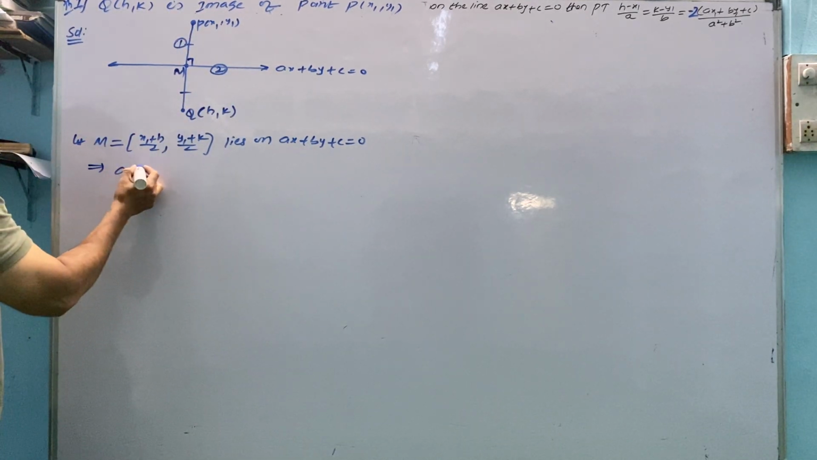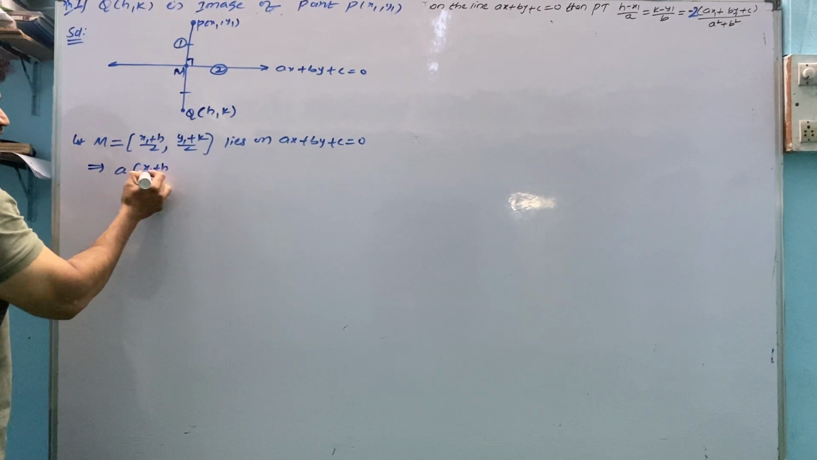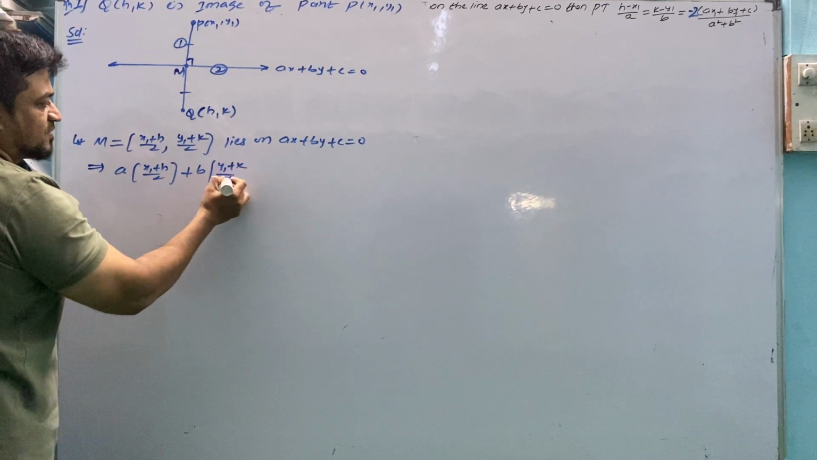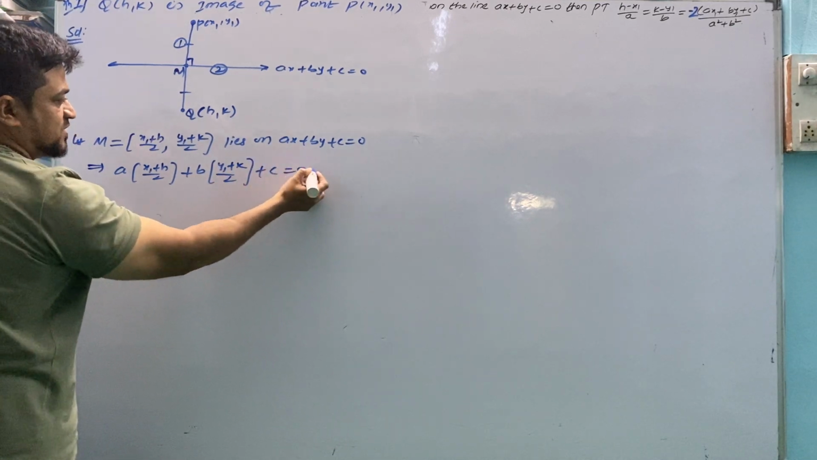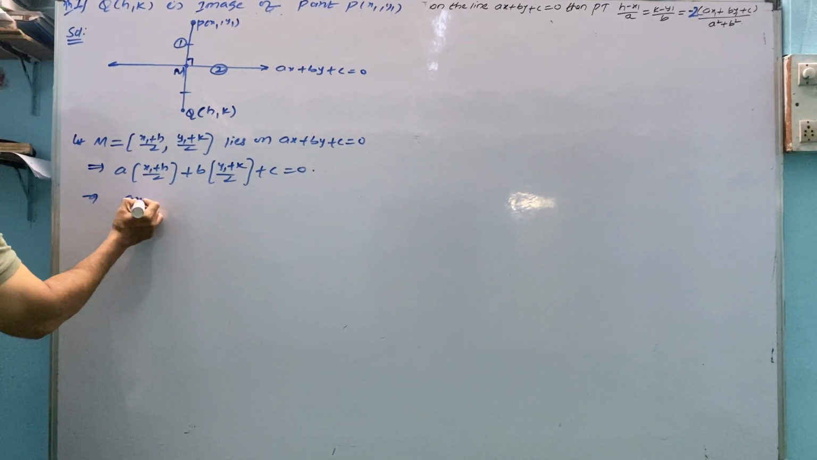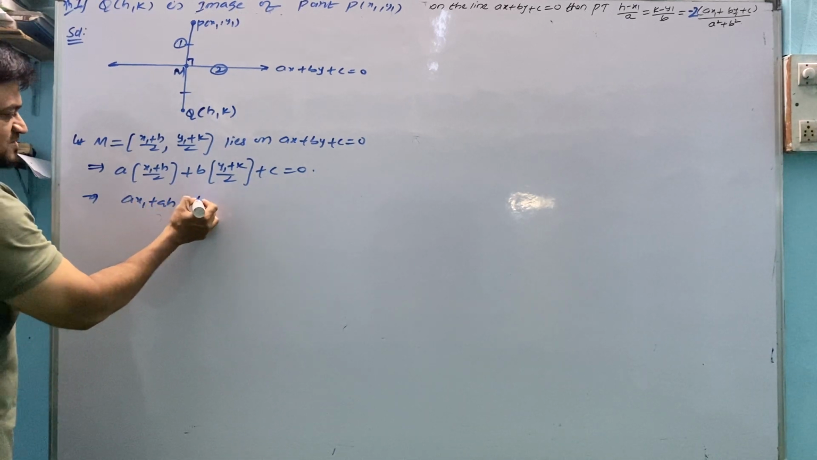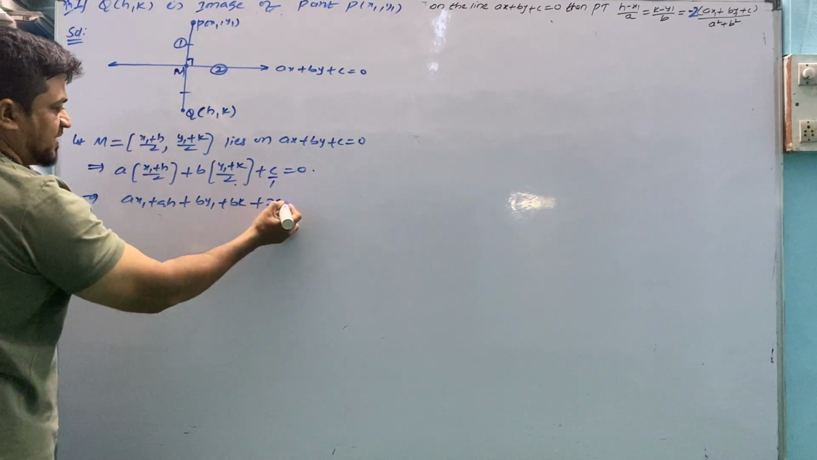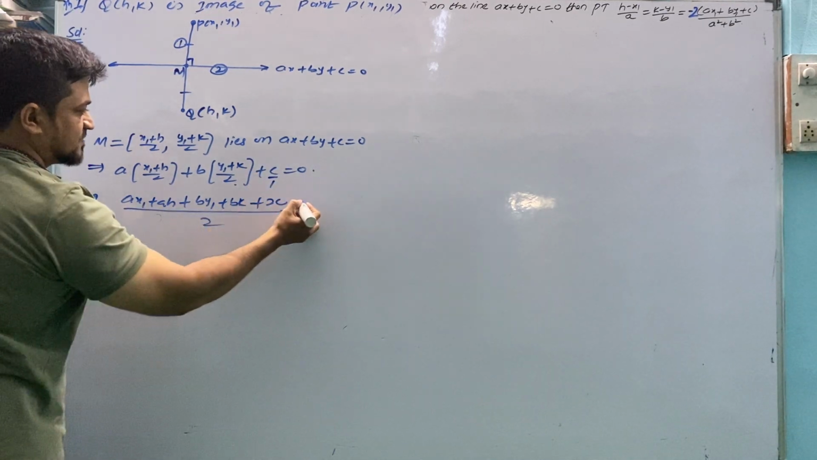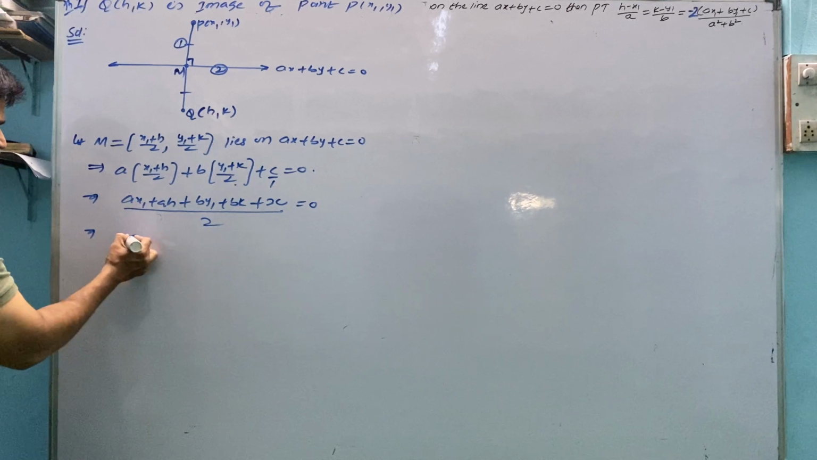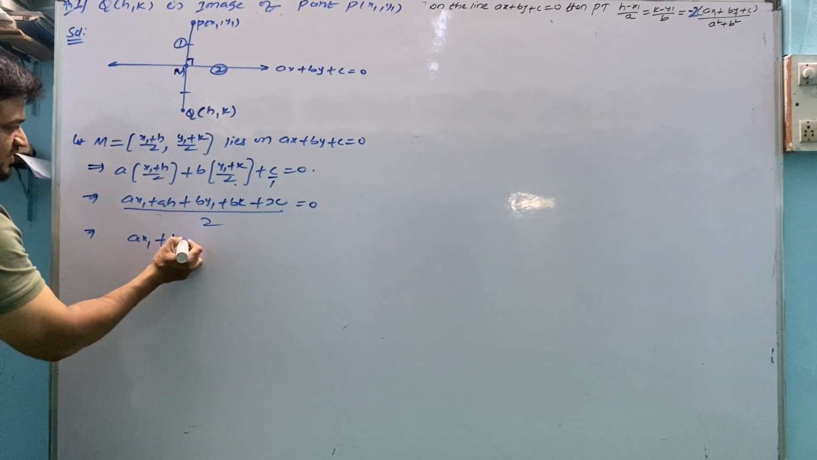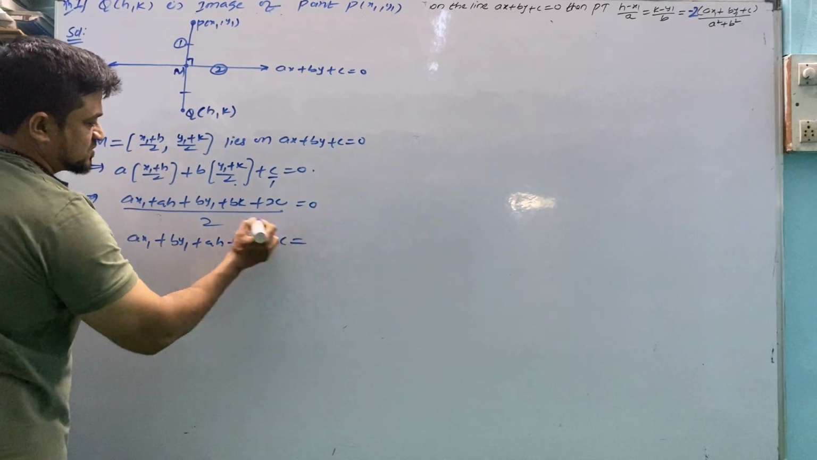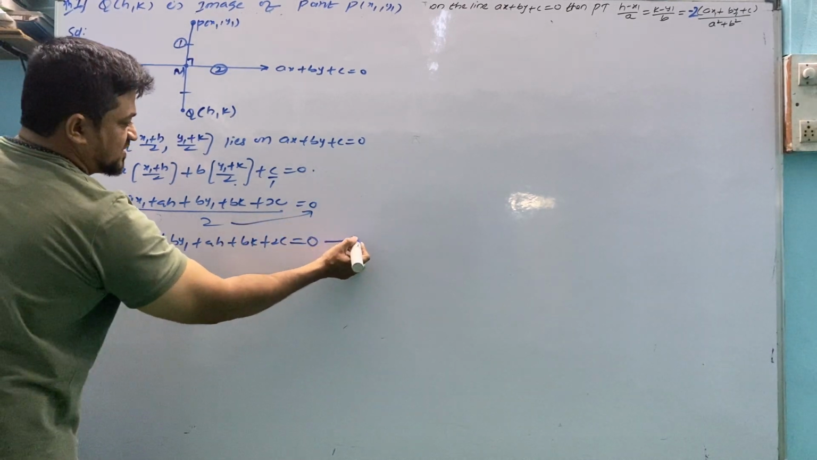We have to substitute: a times (x1 plus h by 2) plus b times (y1 plus k by 2) plus c equals 0. Now ax1 plus ah plus by1 plus bk, plus this 2 is multiplied here, equal to 0. So we can write ax1 plus by1 plus ah plus bk plus 2c equals 0, after cross multiplying, since 0 into anything is 0. This is equation 1.